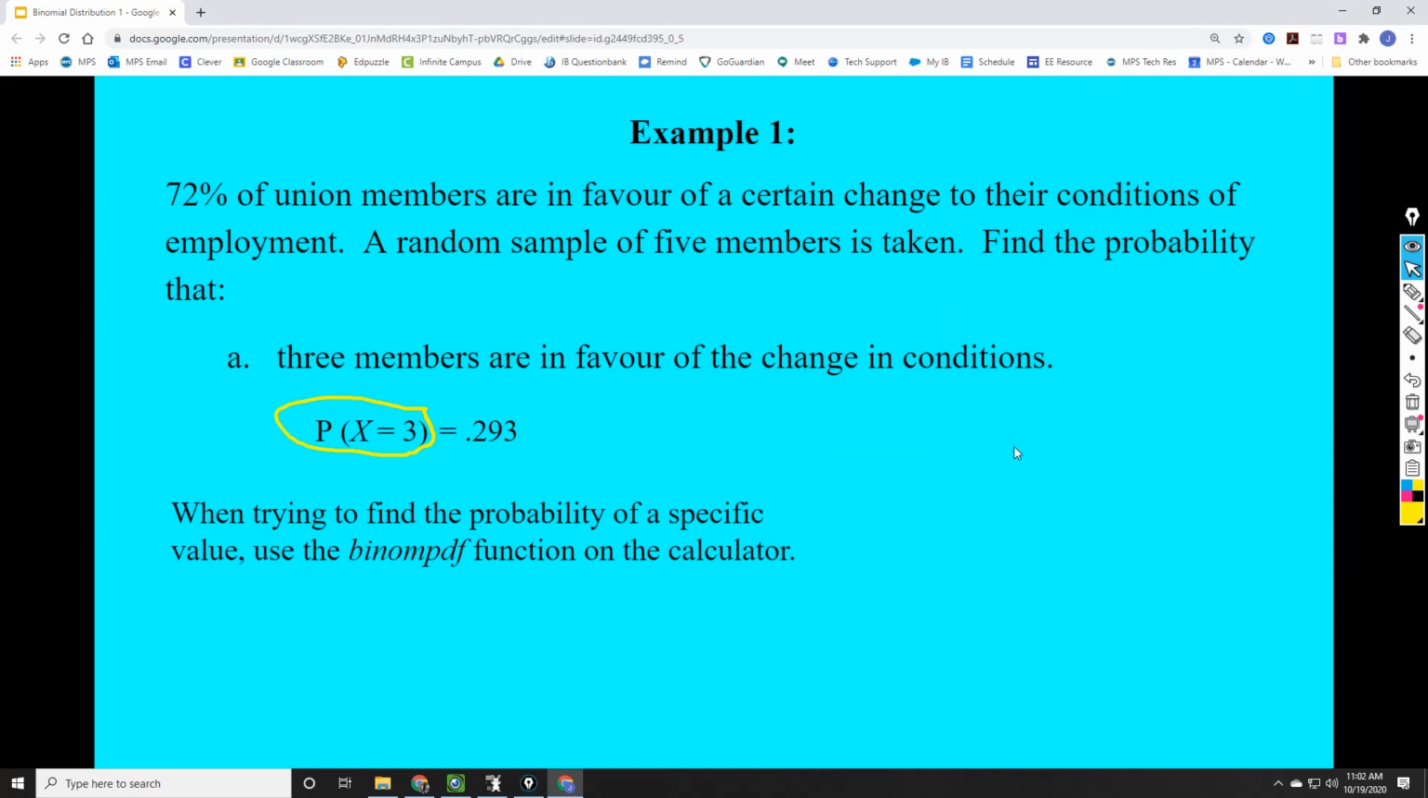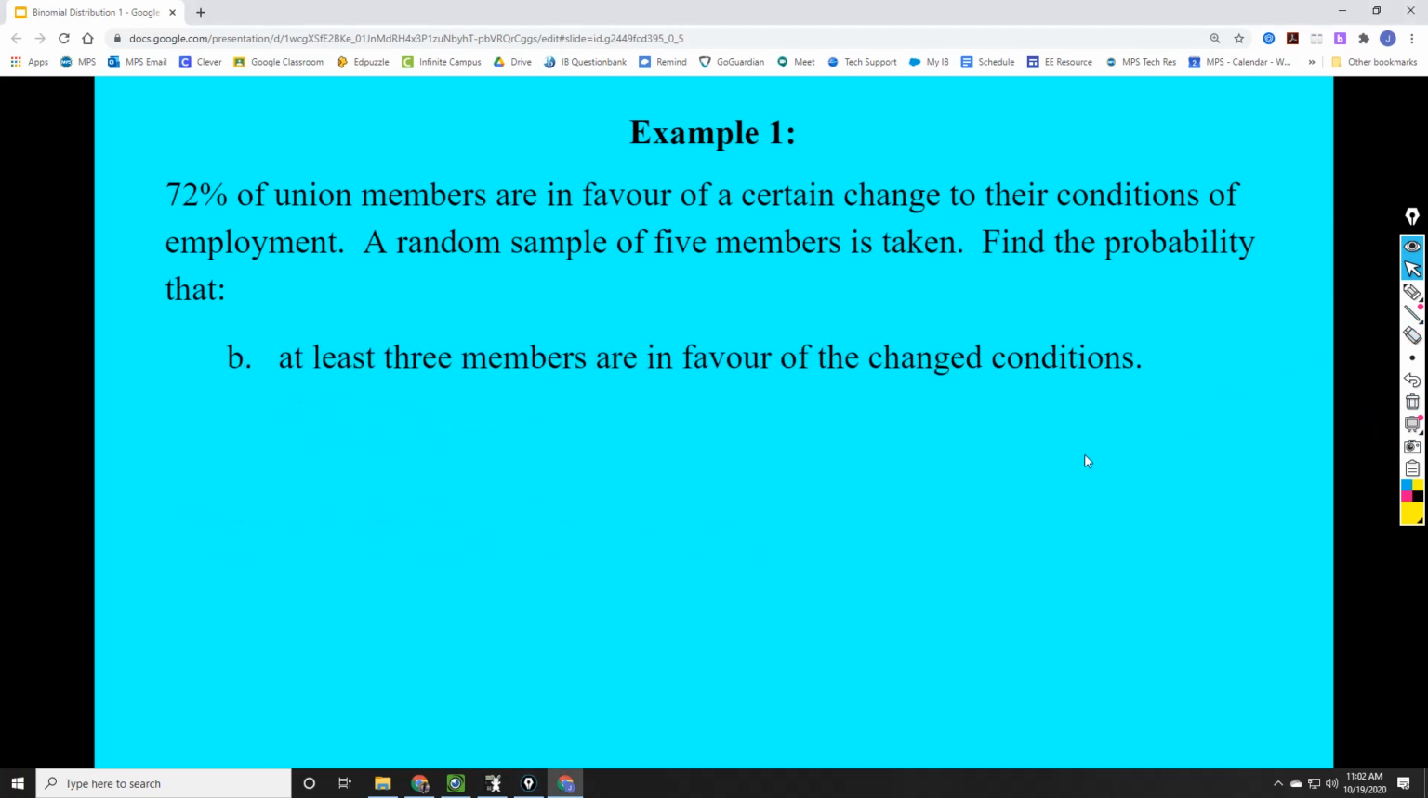All right, now we are going to move on to a similar problem. Same setup, still 72% of union members are in favor of this certain change to their conditions of employment. Random sample of 5 is still what we're taking. This time, though, we want to find the probability that at least 3 members are in favor of the change in conditions. And honestly, this question probably makes a little bit more sense, because when it says at least 3, that's referring to 3 or more. So it could be 3, it could be 4, it could be 5. We know it can't be more than 5 because there's only 5 members that are getting surveyed in this particular experiment or study. But we would like 3.